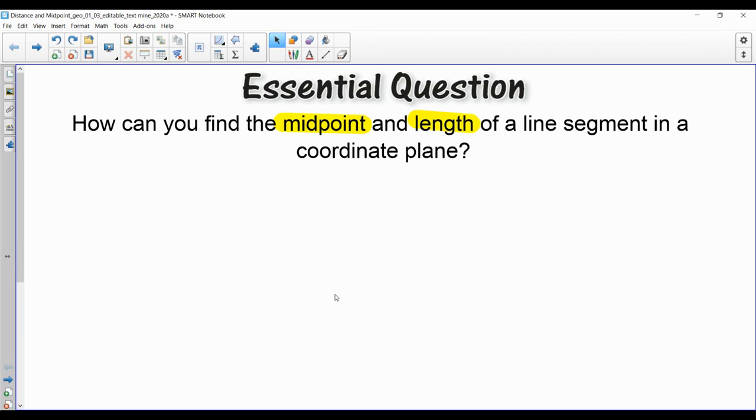So, what do we have to talk about today? We're going to take a little detour here because I want to get the distance formula and midpoint formula in. So, how can we find the midpoint and the length of a line segment in a coordinate plane? We're going to look at the length first. What we're going to do today is what's called the distance formula.